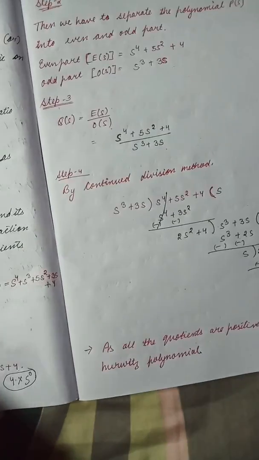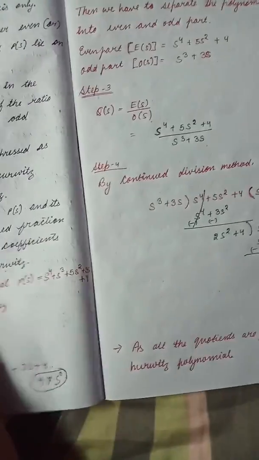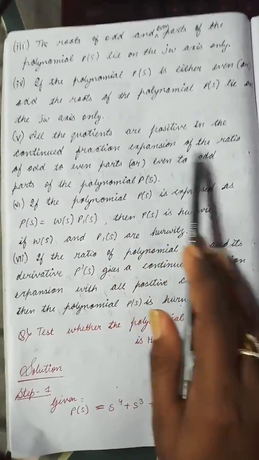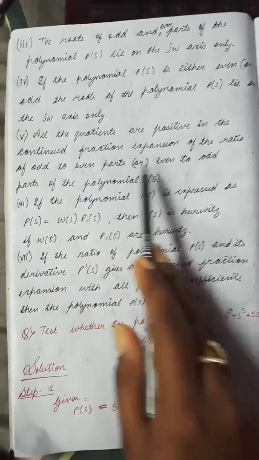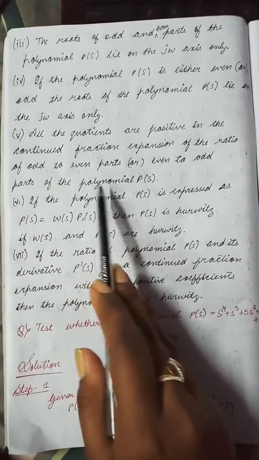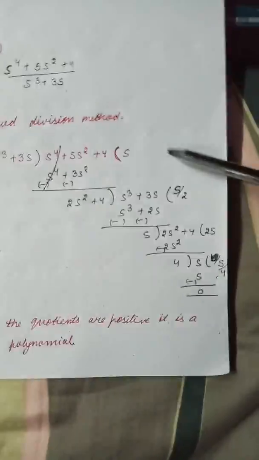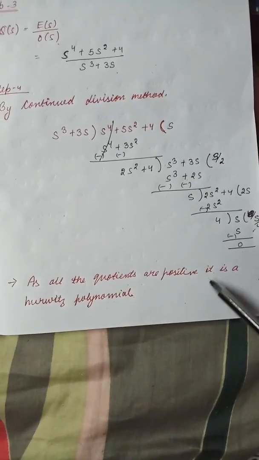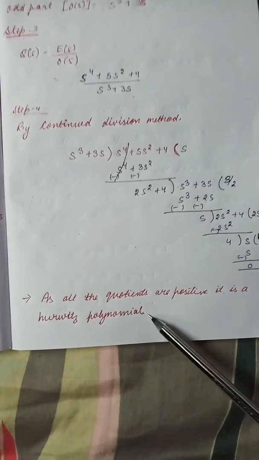As we know the property number 5 says that all the quotients are positive in the continued fraction expansion of the ratio of the odd to even part or even to odd part of the polynomial. So we get all the quotients as positive by even by odd part. So as all the quotients are positive, it is a Hurwitz polynomial.